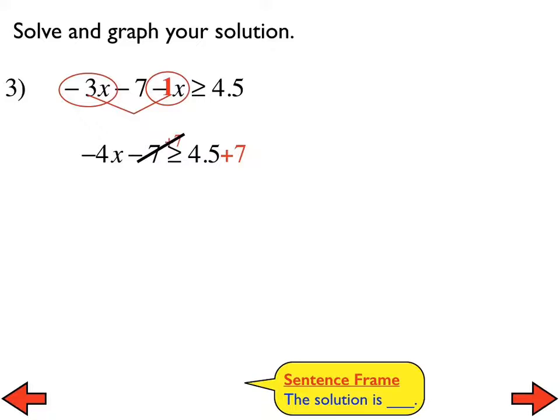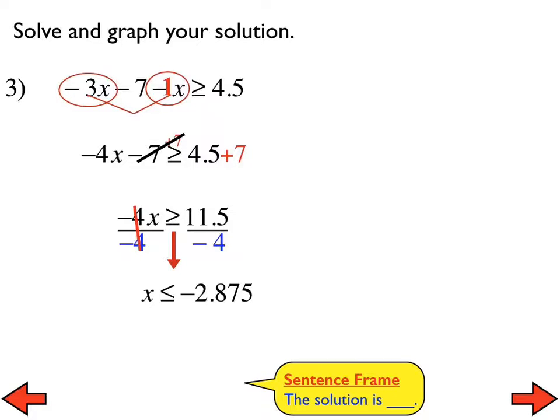Then I divided -4x by -4 and 11.5 by -4. Good. And I got x is less than or greater than... what's that? Less than or equal to. Okay, -2 and 875 thousandths. Good, flipping that symbol. X is less than or equal to -2.875, or as a fraction, -2 and 7/8.